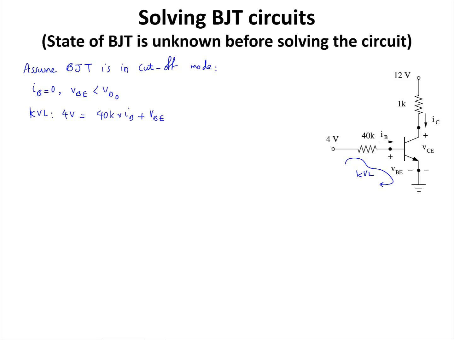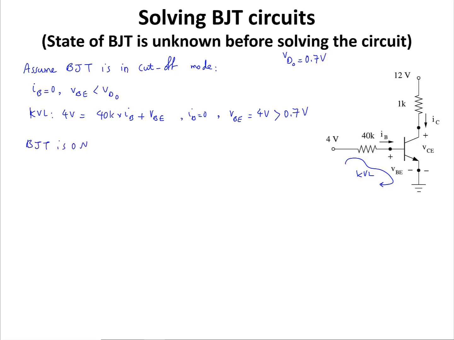If I replace I base equal to 0 in here, then I'm going to have VBE equals 4 volts. This is greater than VD0, which for this case we're going to use VD0 equals 0.7 volts, assuming that this BJT is silicon based. So this is greater than 0.7 volts, so the assumption was wrong and the BJT is on.